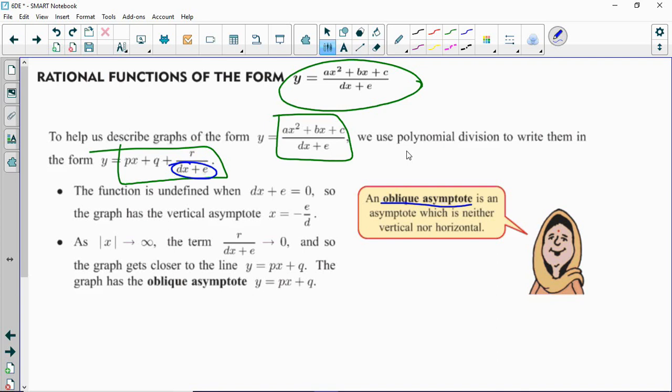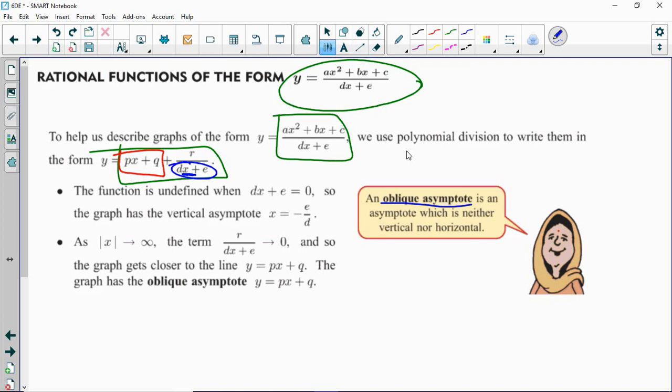So these oblique asymptotes are essentially, the function is becoming like a particular line heading off to infinity or negative infinity. And that particular line is just this part here, because as x gets larger and larger, either in the positive or negative direction, that r over dx plus e term drops down to 0. So what we're left over with is the px plus q. And that's going to be our oblique asymptote.